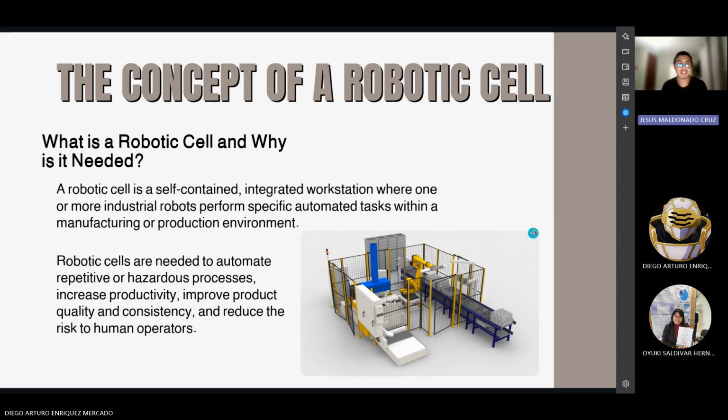What are robotic cells? A robotic cell is a self-contained, integrated workstation where one or more industrial robots perform a specific automated task within a manufacturing or productive environment. Robotic cells are used to automate repetitive or hazardous processes, increase productivity, improve product quality and consistency, and reduce the risks to human operators.